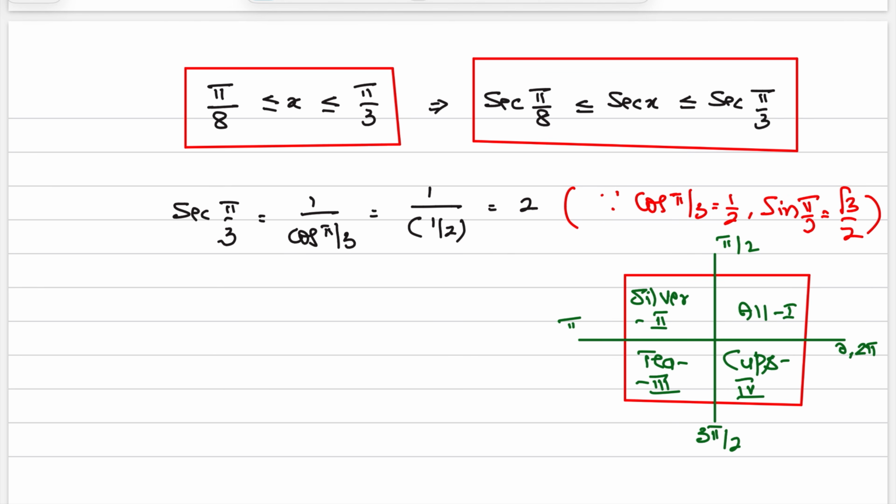Now we got the value of secant pi by 3, which is equal to 2. Now, can we write like this? Secant pi by 8 is less than or equal to secant x is less than or equal to 2. Can we write like this?